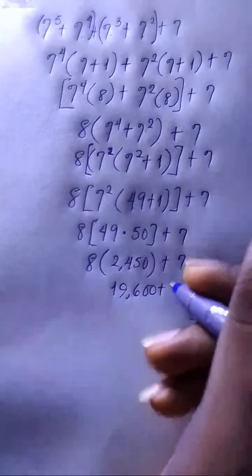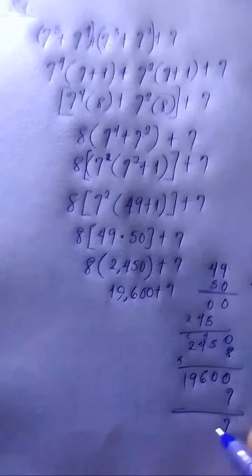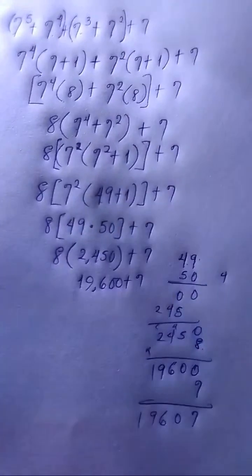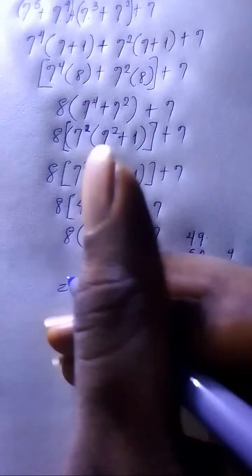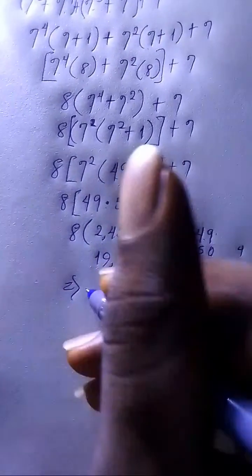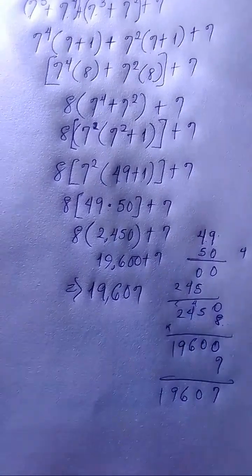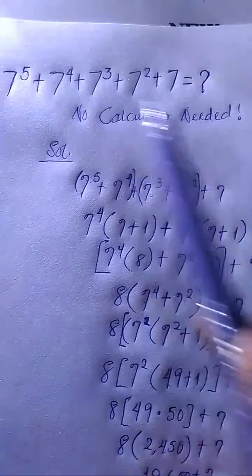So we have 19,600 plus 7. So then we add 7 here. It gives us 19,607, right? So this now gives us the answer of this question, 19,607, right? So from here you can see all the beautiful steps I've taken for solving this question here, right?